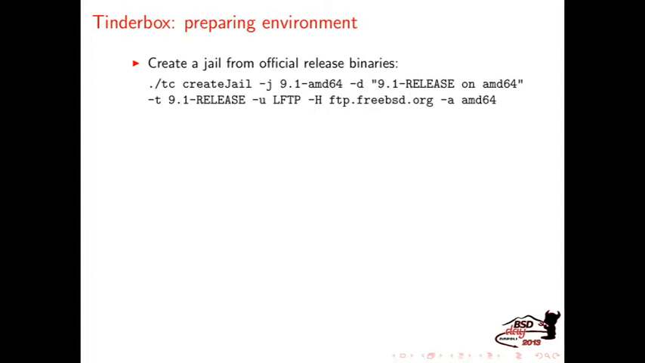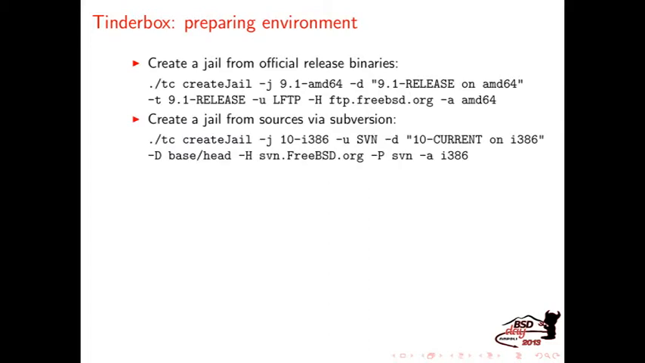And among its various subcommands, we create jails with the createJail command that requires the name we want to give to the jail, and a description which is optional. We need to tell it which base system version we want, how and where to get it, and an architecture. In this example, I'm telling it to download via LFTP, using the standard port LFTP from FTP, to download official installation binaries from the host stated here. In this case, 9.1 for AMD64.